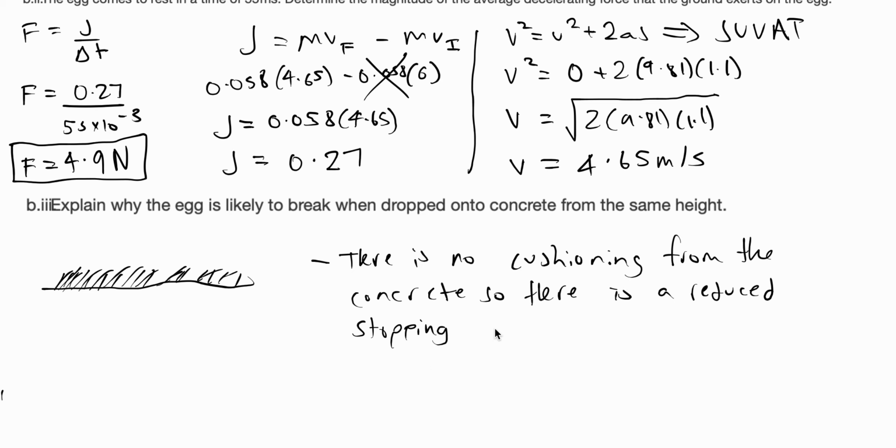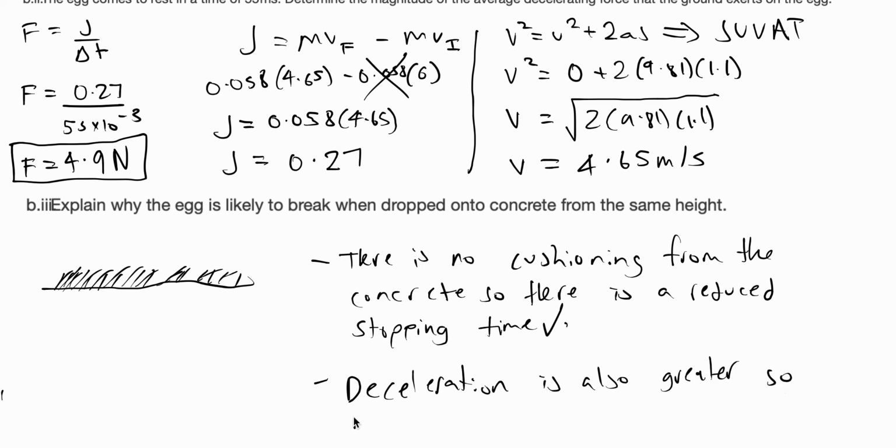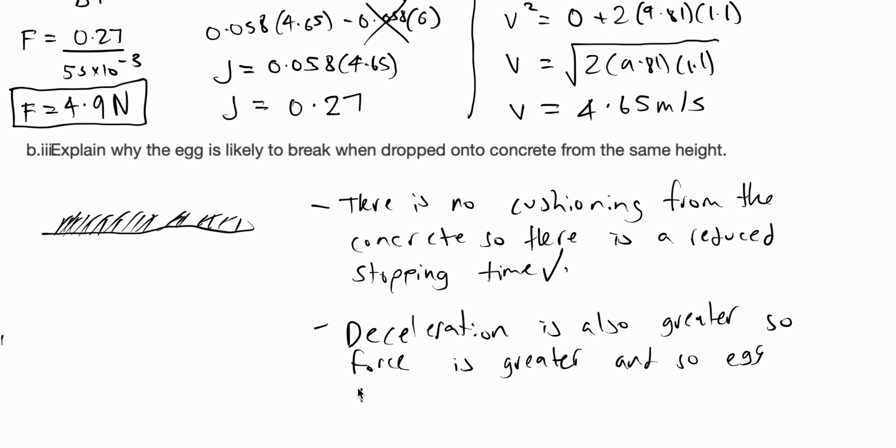That can be 1 point. The second point can be that deceleration hence is also greater, so force is greater, and so the egg is more likely to break.